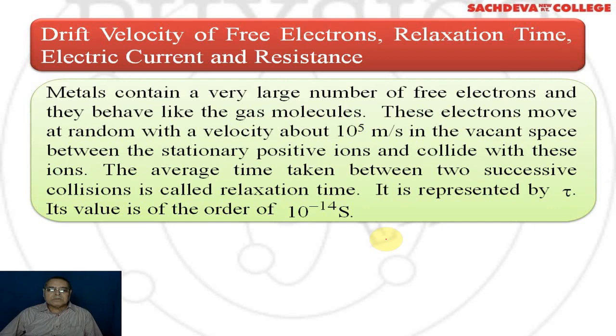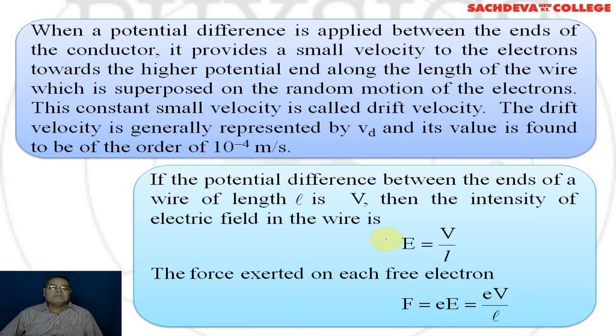The average time taken between two successive collisions is called relaxation time. It is represented by tau, and its value is 10^-14 seconds. When a potential difference is applied between the ends of the conductor, it provides a small velocity to the electrons towards the higher potential end along the length of the wire, which is superposed on the random motion of the electrons. This constant small velocity is called the drift velocity. It is generally represented by Vd, and its value is found to be of the order of 10^-4 meters per second.